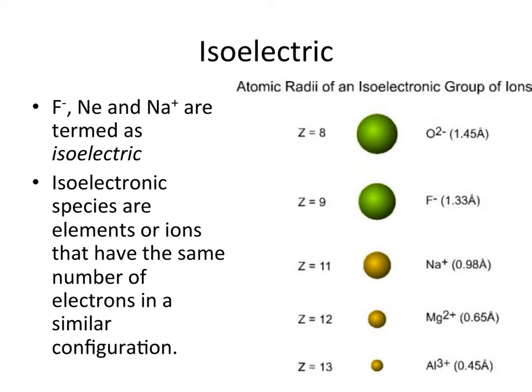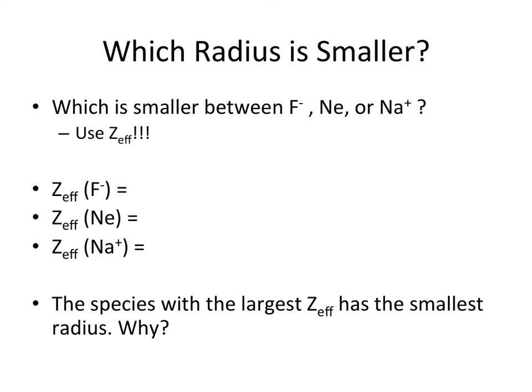So here we have atomic radii of an isoelectronic group of ions. Again, they all have the same amount of electrons in the same configuration. They have 2 in the center, 8 on the outside. And what you can see is that their atomic radii change. Remember that if you become an anion, your atomic radius increases. As you become a cation, it decreases. So how do we know which radius is smaller? Is it the F minus, the Ne, the Na?